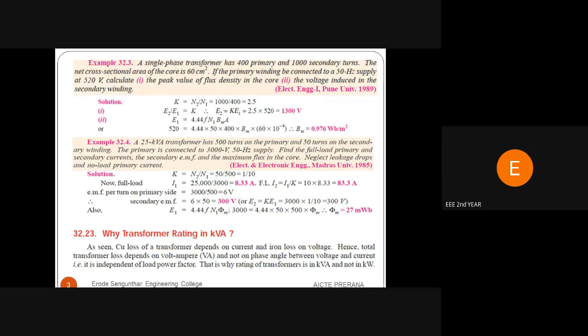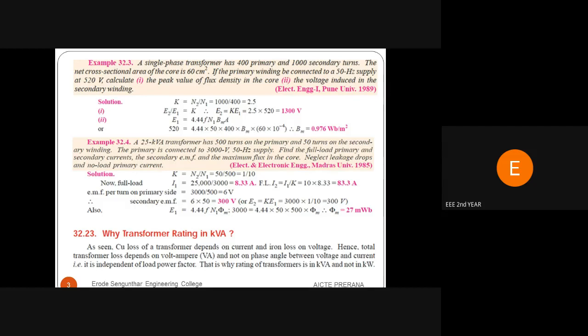If the primary winding is connected to a 50 hertz supply at 520 volts, so the frequency of the supply is F equal to 50 hertz, supply voltage equal to 520 volts. Then calculate the peak value of flux density in the core. That is the maximum flux density we have to determine. The second one, the voltage induced in the secondary winding, that is E2. So we have to calculate the induced EMF in the secondary winding.